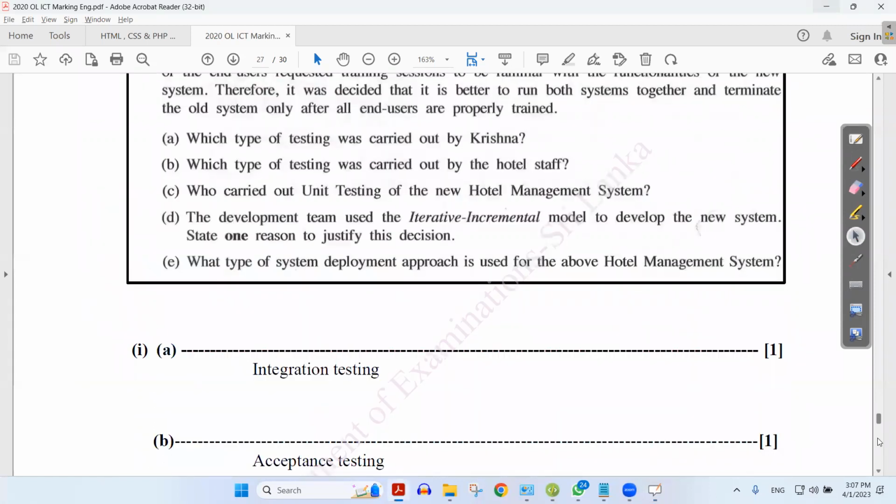Right, so it's the integration testing which is carried out by Krishna. And which type of testing was carried out by the hotel staff? Yeah, we talked about it. It's the acceptance test.